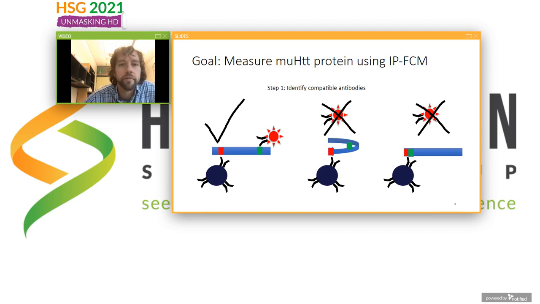So our goal here is to measure mutant Huntingtin protein using IPFCM. What we need to do here on the left is identify two different antibodies that can simultaneously bind Huntingtin protein. If the Huntingtin protein has some sort of weird conformation in the middle that occludes an antibody binding site, those two antibodies won't work in combination. Similarly, if the binding sites are too close together, like on the right, the two antibodies won't work in combination.